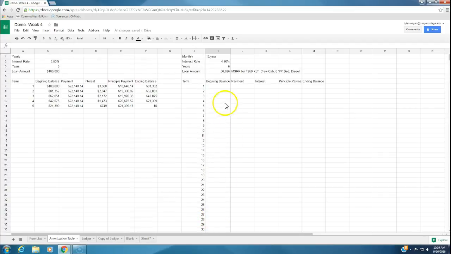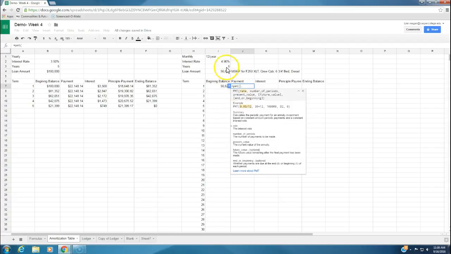We scroll all the way back up to the top. Beginning balance, what is beginning balance? It's equal to that loan amount that we find right there. We're going to calculate the payment. So we say equals PMT.